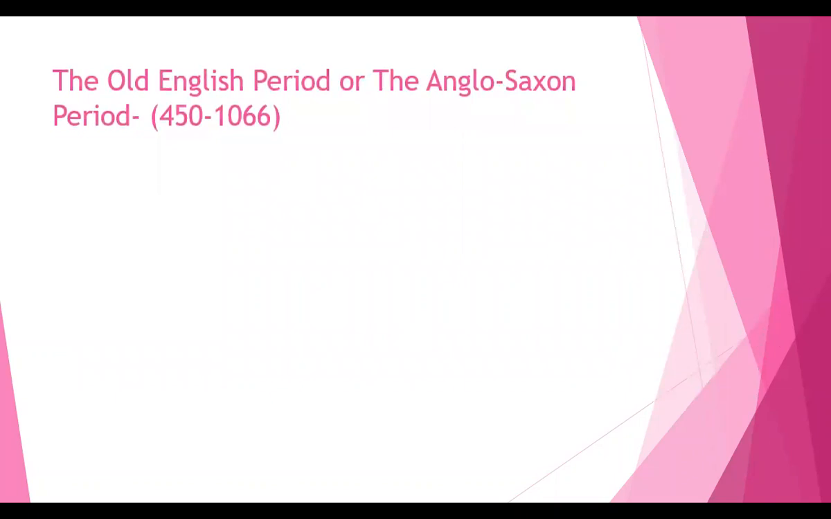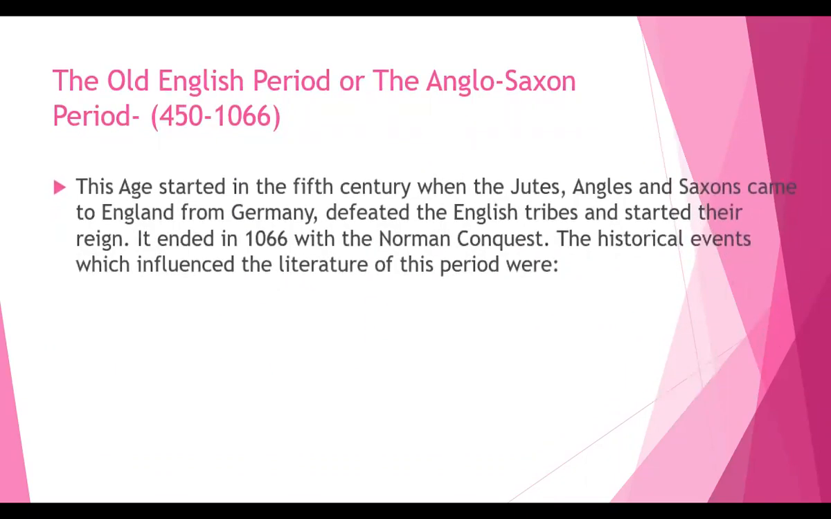Let's get into the next slide and see more about the Old English period. As I told you, I'll be discussing why this Old English period is called the Anglo-Saxon period. This is the period from 450 to 1066. The age started in the 5th century when the Jutes, Angles and Saxons, three communities, came to England. From which place? From Germany.